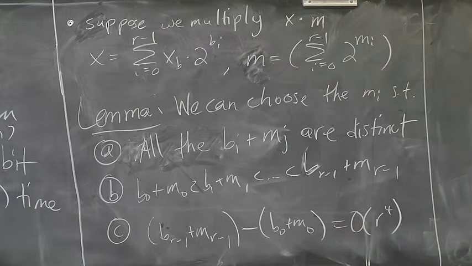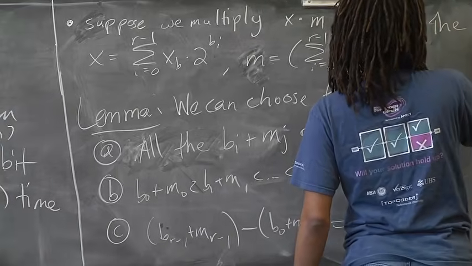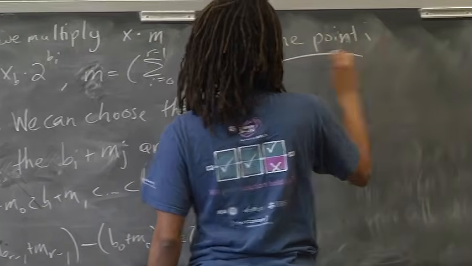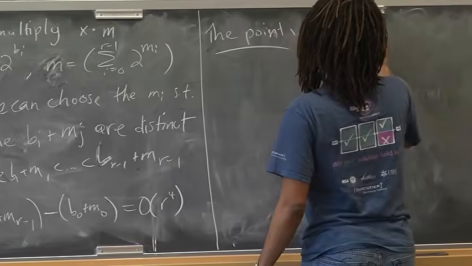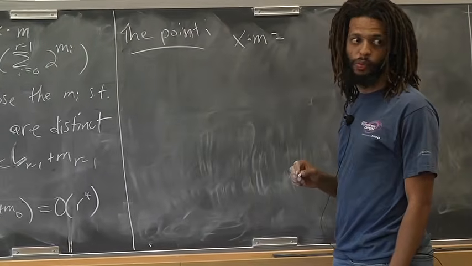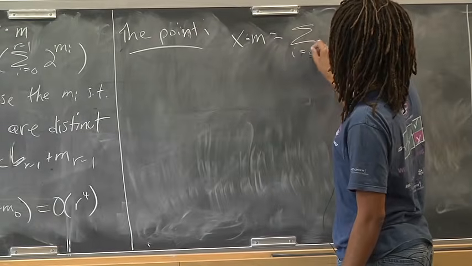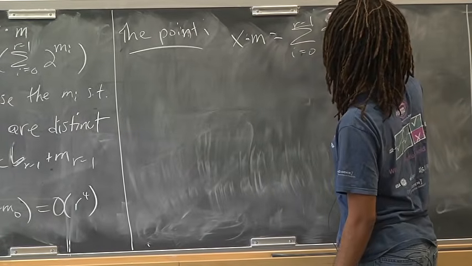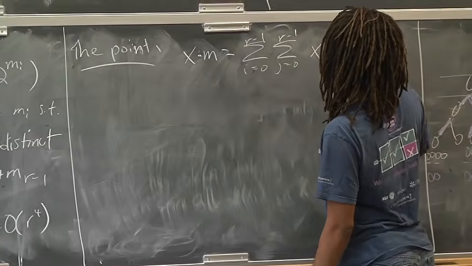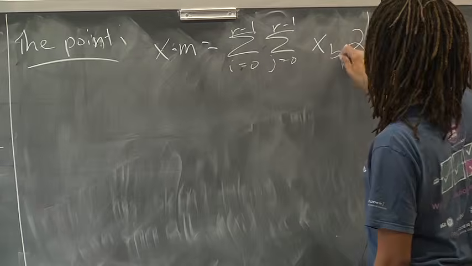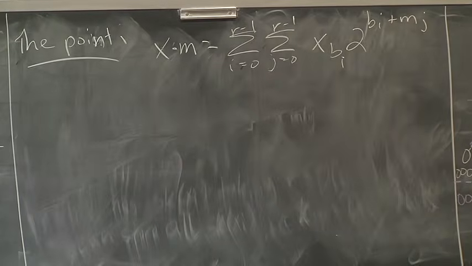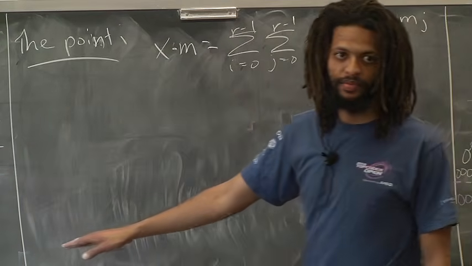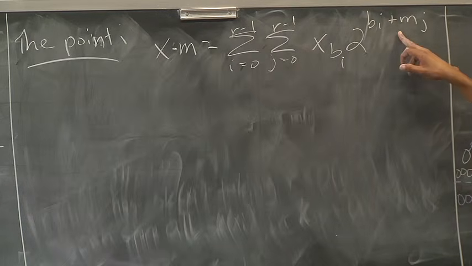So the point is that x times m, if you just expand out that product, is the sum from i going from 0 to r minus 1, and the sum j going from 0 to r minus 1, of xb_i times 2 to the b_i plus m_j. Now, as long as the b_i plus m_j are all distinct, none of these powers are the same, so we don't have to worry about carries.